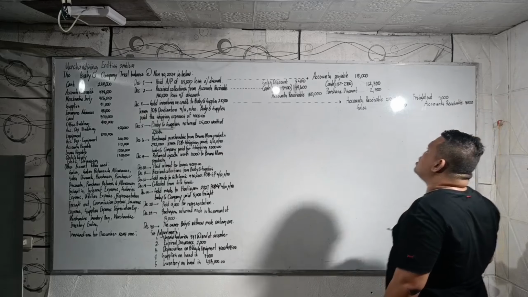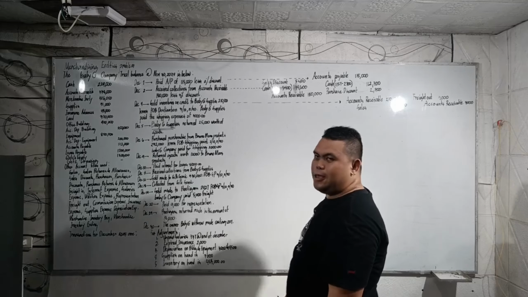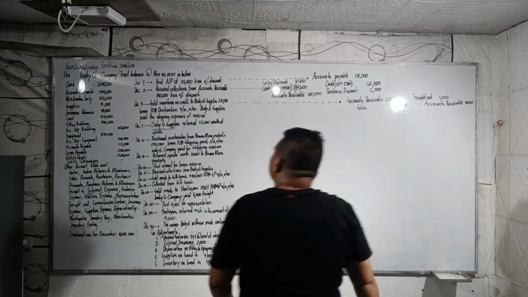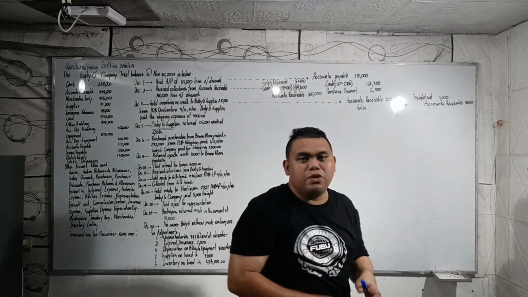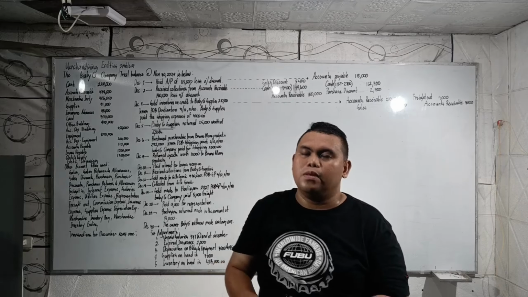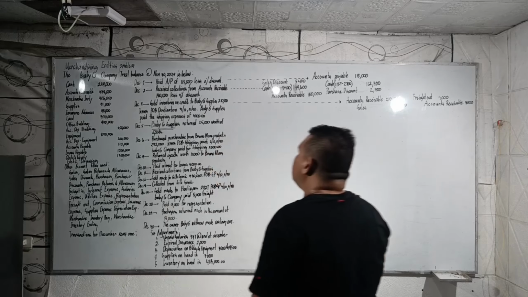Because the client paid for something that we should pay. Actually, it's just like that. Okay? Again, if FOB destination, the seller should be responsible for the freight. Okay? So that's it for December 4. Let's go to December 5.